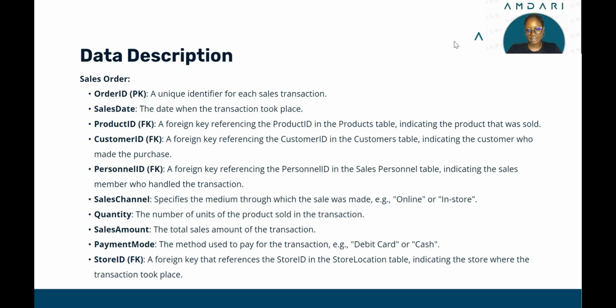Then we have the quantity. The quantity is the number of units of product sold in the transaction. We have the sales amount, which is the total sales amount of the transaction. We have the payment mode. The payment mode is the method used to pay for the transaction, either debit card or cash. And lastly, we have the store ID. The store ID is also a foreign key that references the store ID in the store location table. It indicates the store where this transaction took place.